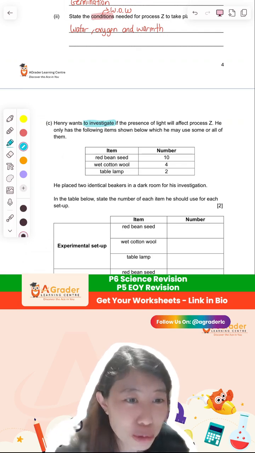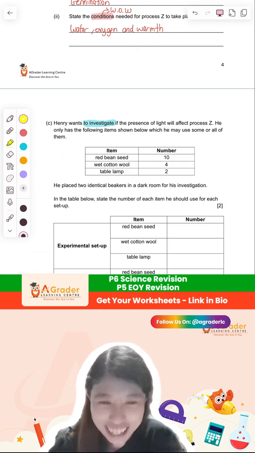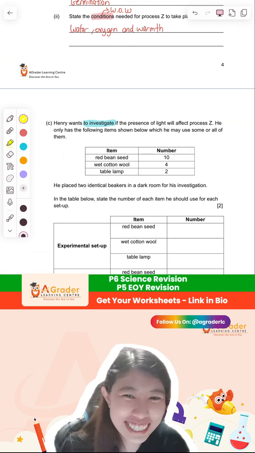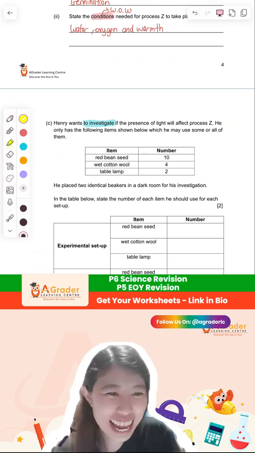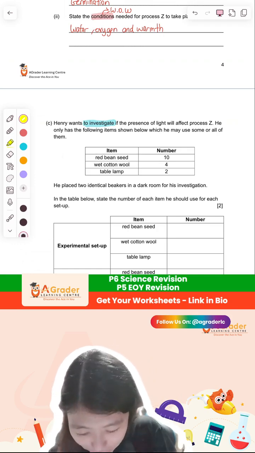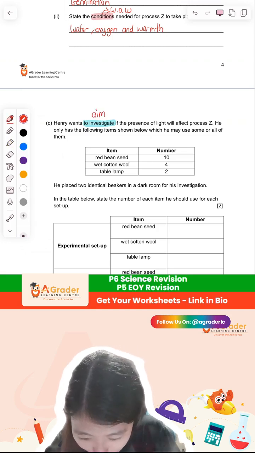Very good. It's the aim. Very good, yes, aim. So this is supposed to be the aim of the experiment.